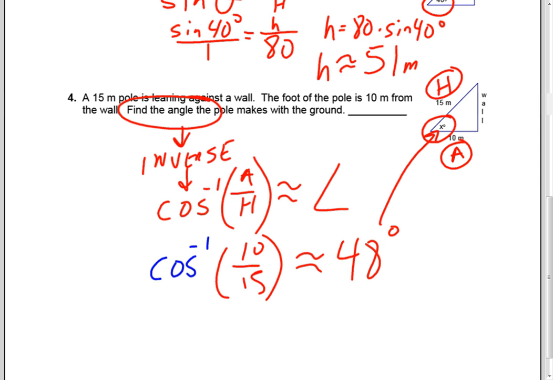Notice the difference in the work. We're just inputting and outputting. Input this, and you get an output on your calculator. Don't set up a proportion, don't cross multiply, it's just input, output. Okay.